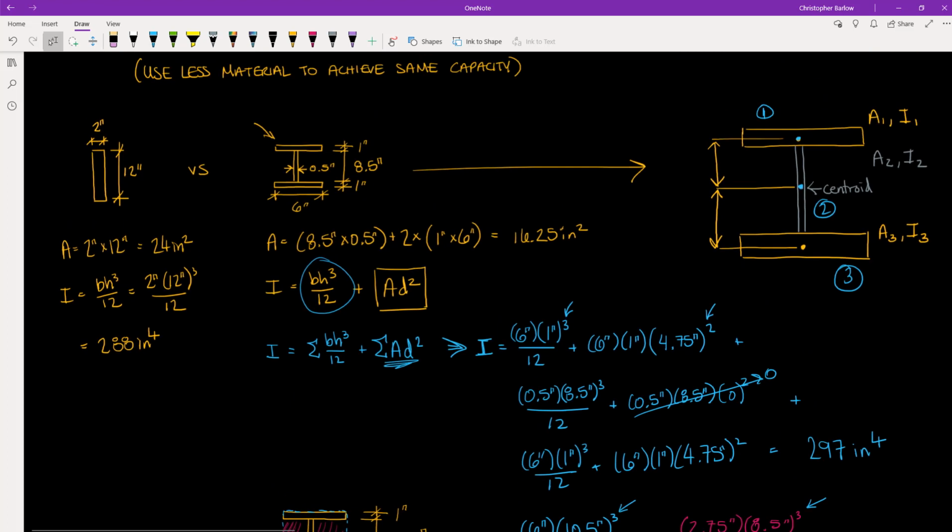Note that for our I shape, we ended up with a slightly larger moment of inertia, but we used less area. So the I shape is more efficient for resisting bending forces than the solid rectangular shape.